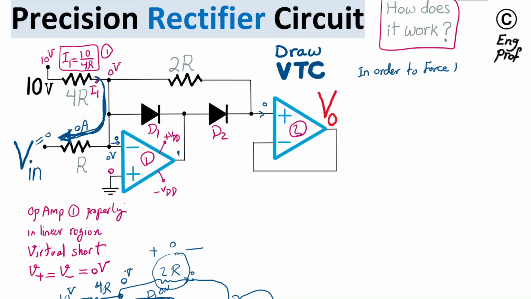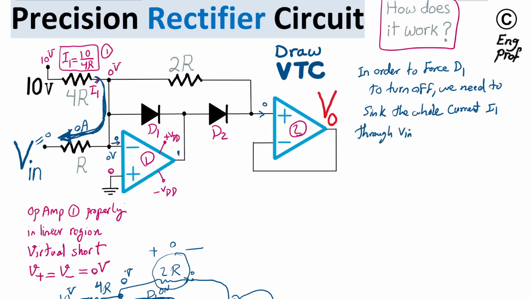Okay, so in order to force D1 to turn off, we need to sink the whole current I1 through, or into, Vin. So that requires, let's name the current that is going through Vin as I2 or Iin, that requires Iin to be equal to I1. Okay, so basically that is the threshold that results in D1 turning off. Or better to say, Iin should be at least I1.